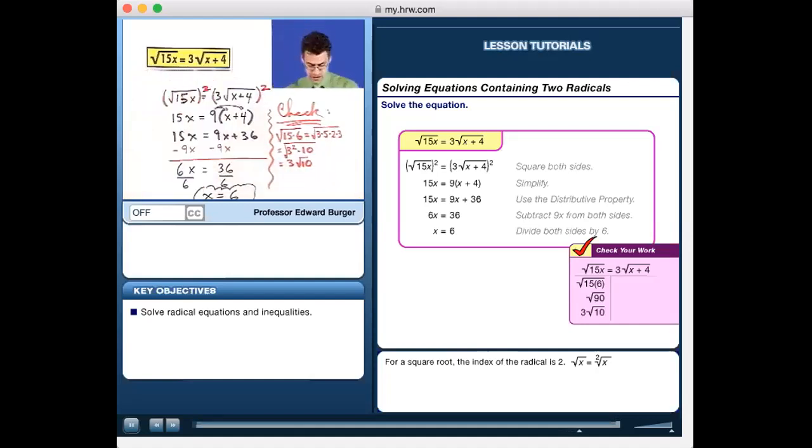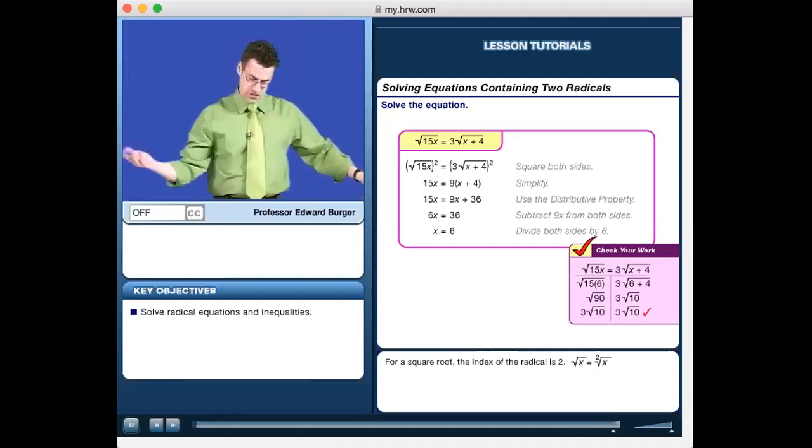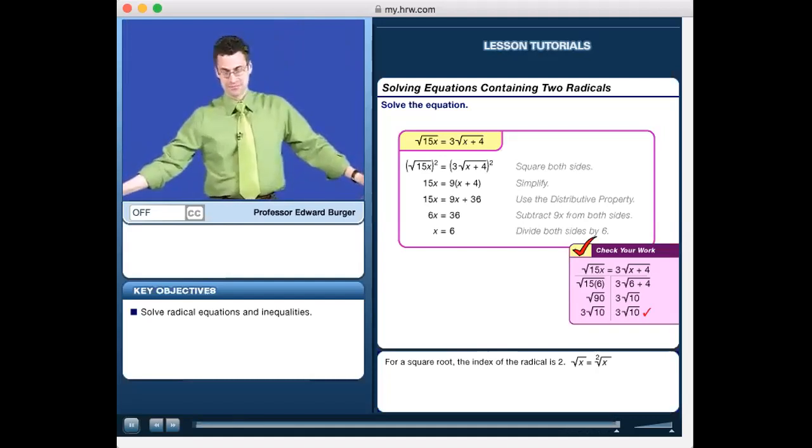Let's see what happens on this side. When I put in a 6, look what happens. I see 3 times the square root of 6 plus 4. That's 3 square root of 10. So it checks. It says, okay, we're doing all right. We can square both sides here. We get an answer, and the answer actually checks in the original equation. If you have 2 square roots, one on each side, just square both sides, and you're good to go.